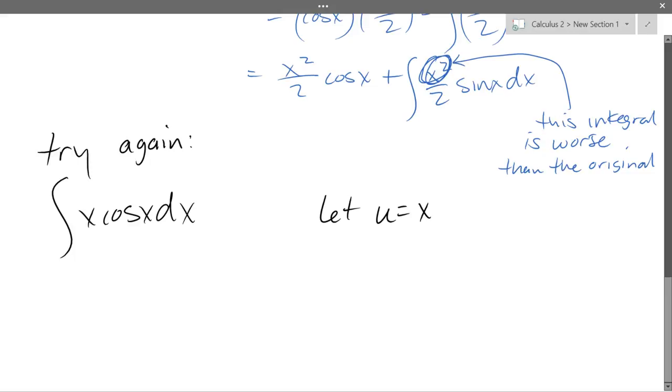What's left over? Everything else. So dv is everything else, which is cos x dx. Now what I need is du and regular v. Figure out du, which is super easy, the derivative of x. V is the antiderivative of cosine, so guess and check. Go ahead and get du and regular v.